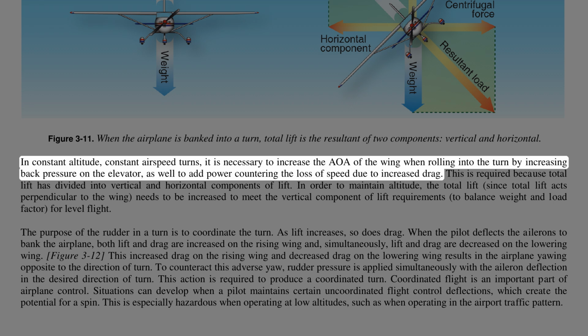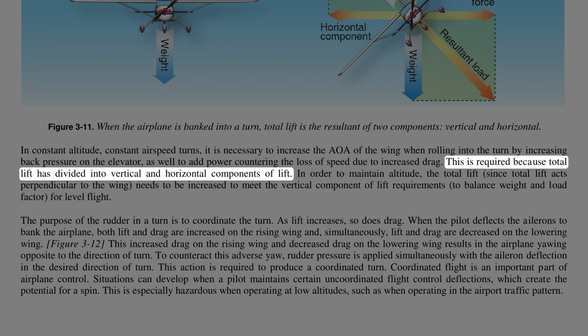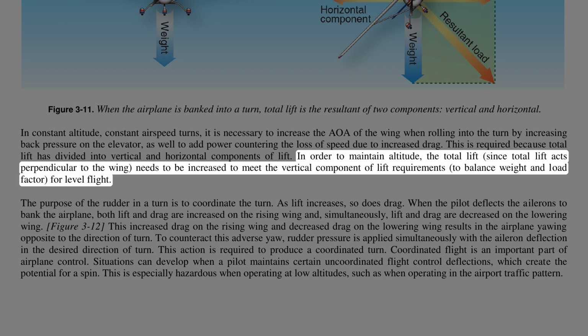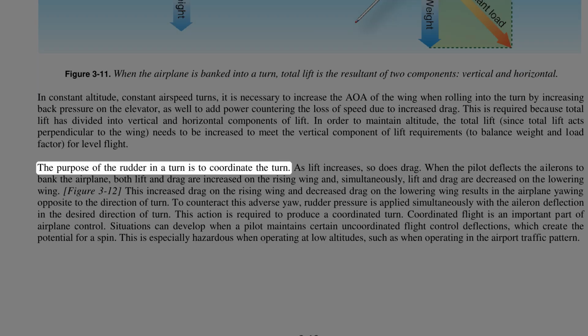In constant altitude, constant airspeed turns, it is necessary to increase the AOA of the wing when rolling into the turn by increasing back pressure on the elevator, as well as to add power, countering the loss of speed due to increased drag. This is required because total lift has divided into vertical and horizontal components of lift. In order to maintain altitude, the total lift, since total lift acts perpendicular to the wing, needs to be increased to meet the vertical component of lift requirements, to balance weight and load factor, for level flight. The purpose of the rudder in a turn is to coordinate the turn.